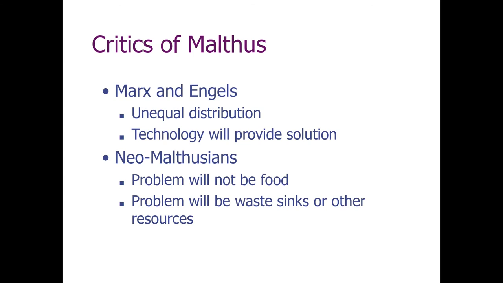Later people, Neo-Malthusians (neo means new), said, yeah, it's not going to be food. Population is going to increase exponentially and we'll run out of something, but it's not going to be food. It's probably going to be waste sinks, like all the pollution that we make. The earth just won't be able to absorb it anymore and everything will be too nasty for us to live.